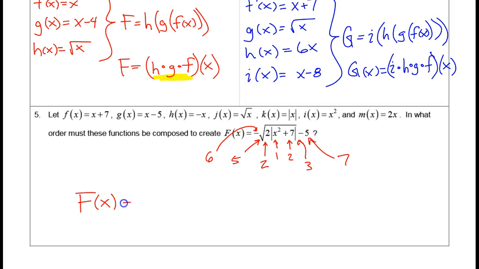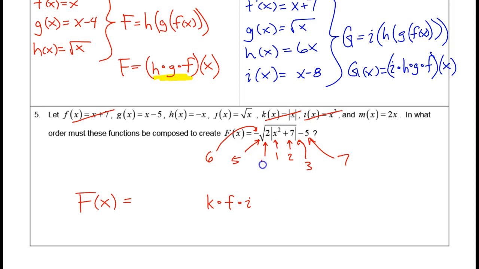Big F of x is going to equal, the first thing I did was the squaring. So that takes care of I. And then the second thing I did was add 7. So that's f. Third thing we did was absolute value. So that's k. Fourth thing is, oh, I didn't even list the 4. I think I listed 2 twice here. Hopefully you caught onto that before I did.